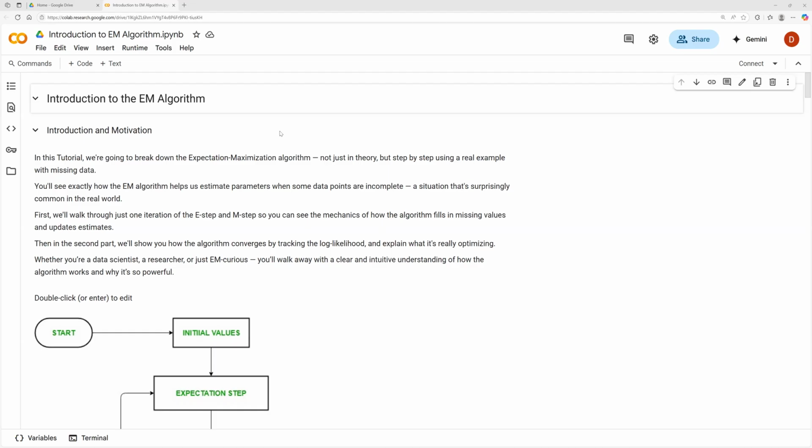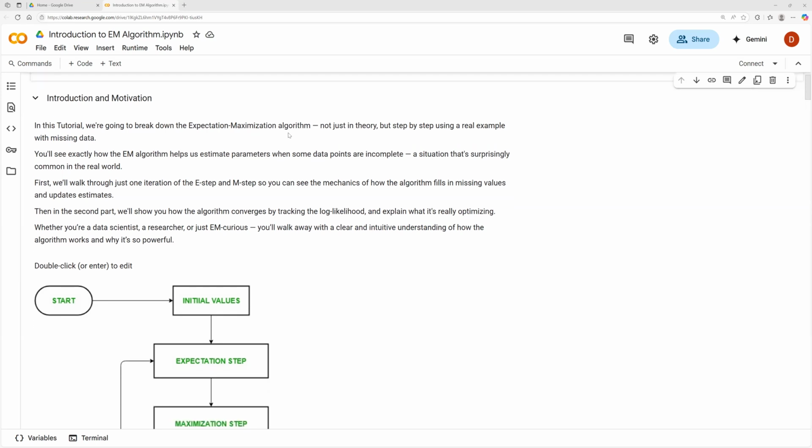In this tutorial, we're going to break down the expectation maximization algorithm, not just in theory, but with a step-by-step real example with a missing data point. You're going to see exactly how the EM algorithm helps us estimate parameters when some data points are incomplete, a situation that's very common in the real world.